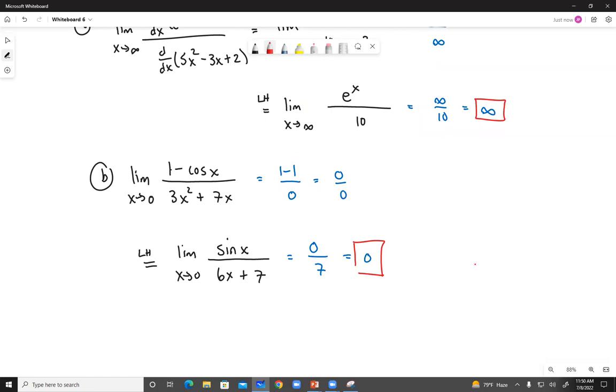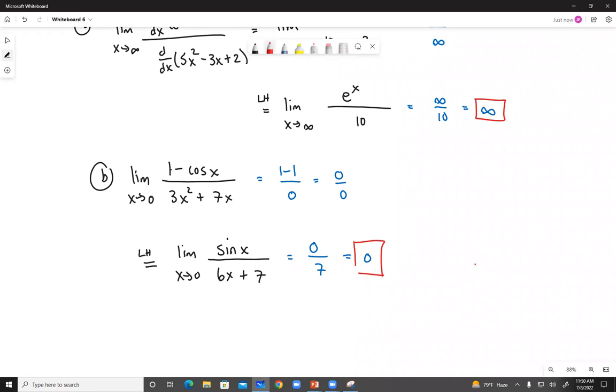Note that we would not want to continue taking L'Hopital's rule. If we continue to take L'Hopital's rule, we would get a different value. We would get 1/6 if we applied L'Hopital's rule once again. That is a mistake because it doesn't make sense to apply L'Hopital's rule again, because this limit that we are looking at here is not in indeterminate form after one application of L'Hopital's rule.